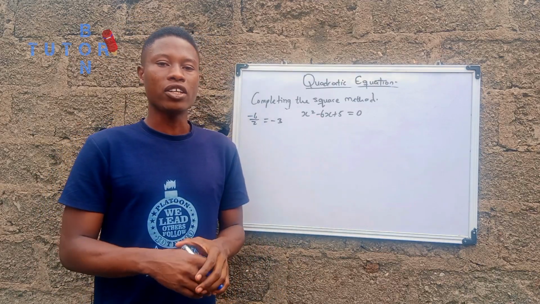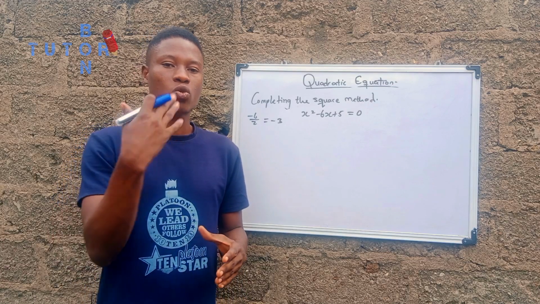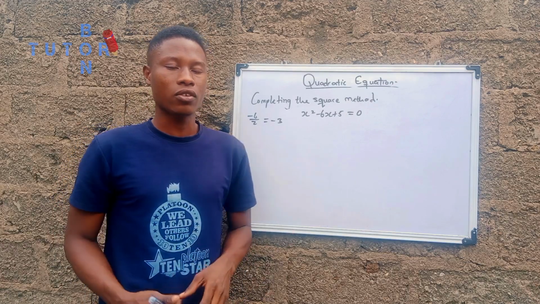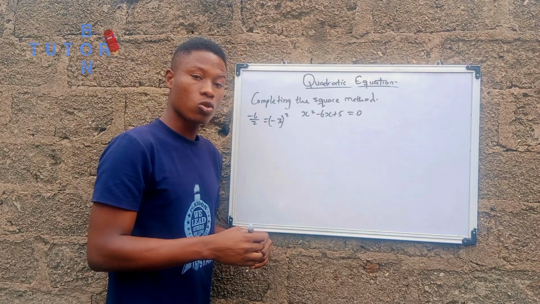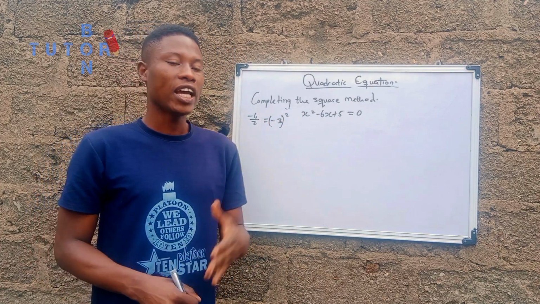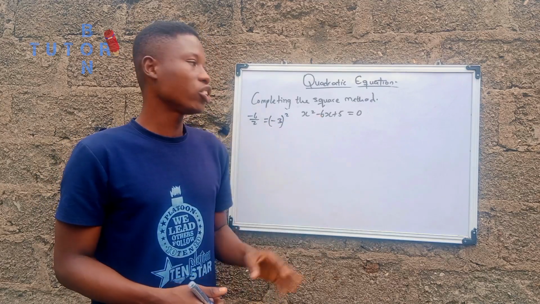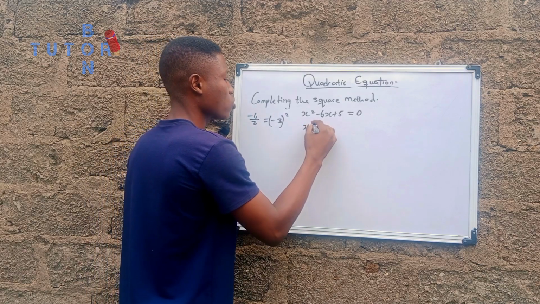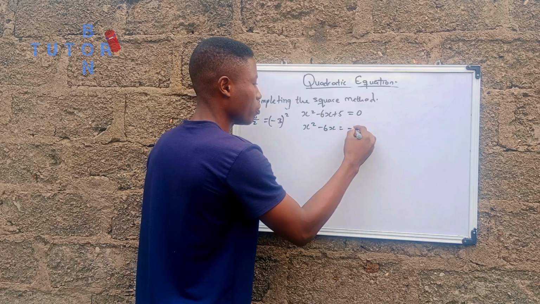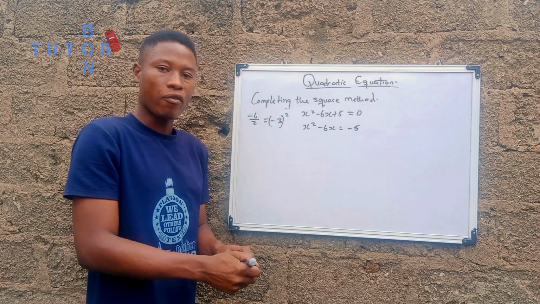And the third step now is to square it. You have to square the half of the coefficient of x that you've gotten. So if I'm to square it, I'll have (-3)². And the next thing is to rewrite this equation by transferring this constant to the other side. So I'll be having x² - 6x equals -5, which will be my fourth step.